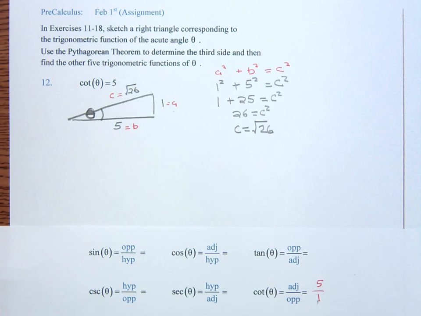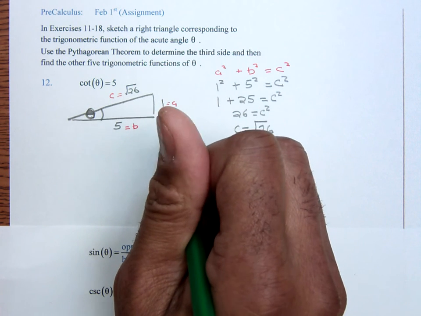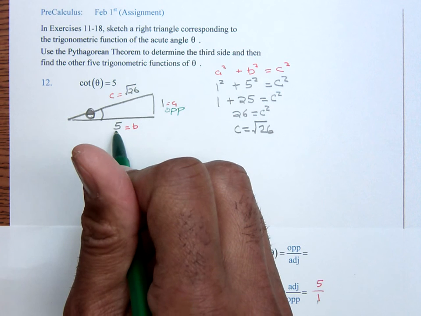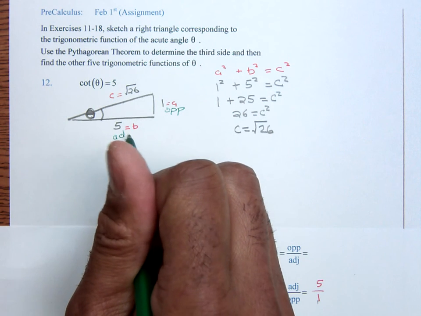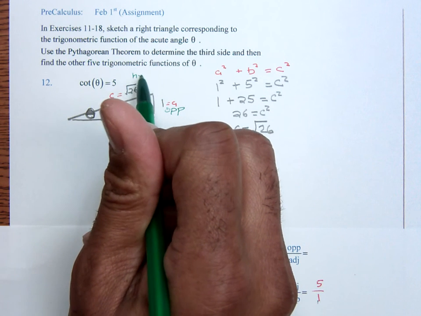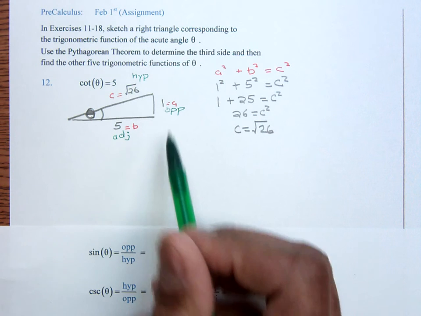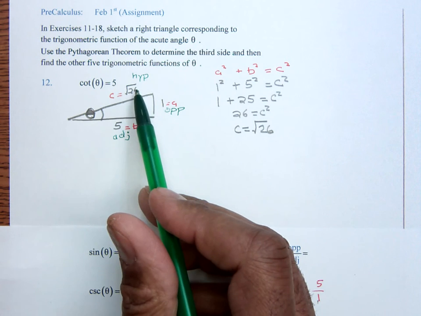Now we have all 3 sides. And we can go ahead and write the rest of our answers in here. Let's label these as well. Remember, this is our working angle, so this side is the opposite. This side is the adjacent. And the longest side is always the hypotenuse. And so let's fill in the rest of these. The sine is the opposite over the hypotenuse. The opposite is 1, and the hypotenuse is radical 26.